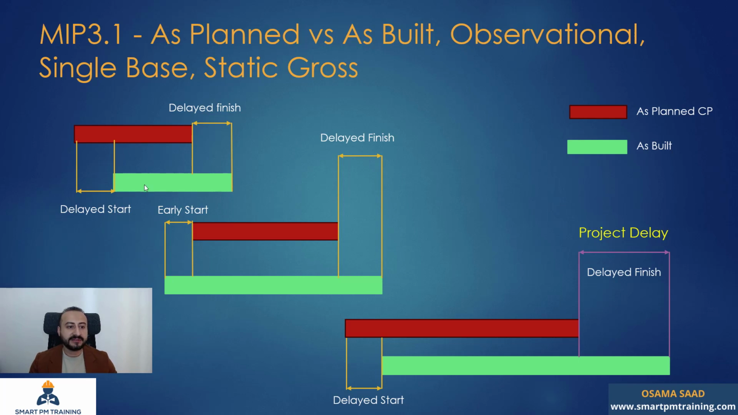In the first activity, I have delayed start and a delayed finish as well. In the second activity, I have early start. So the activity started ahead of schedule and the finish is delayed. In the last activity, I have delayed start and a delayed finish, and this is the project delay. It's very, very simple, easy to implement, and very straightforward.